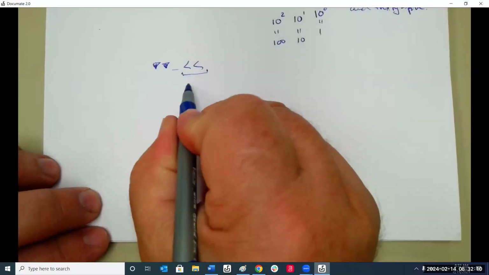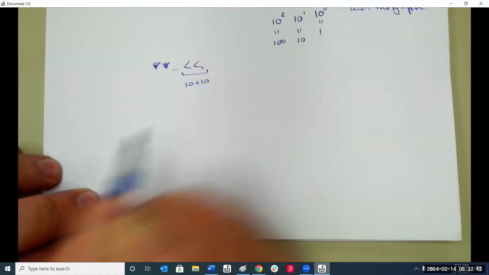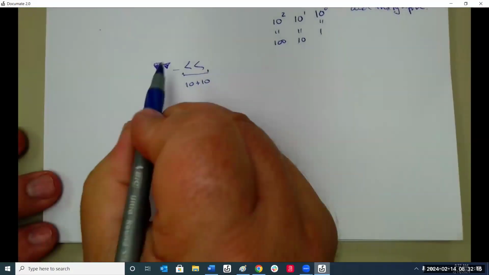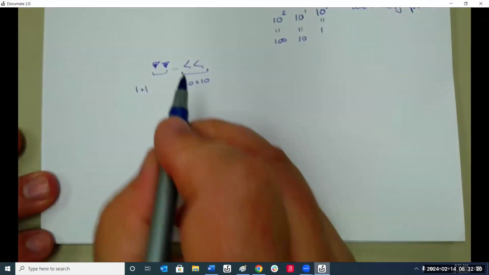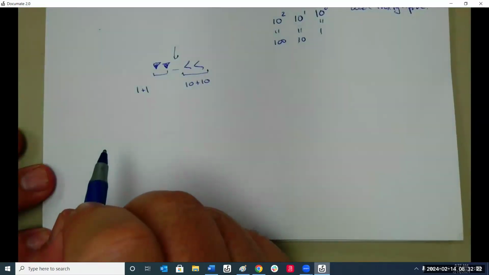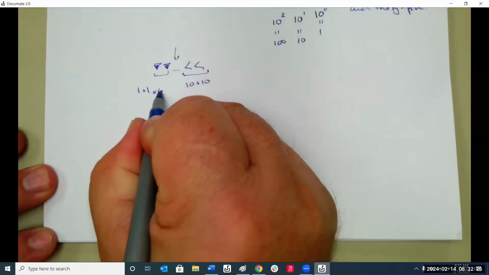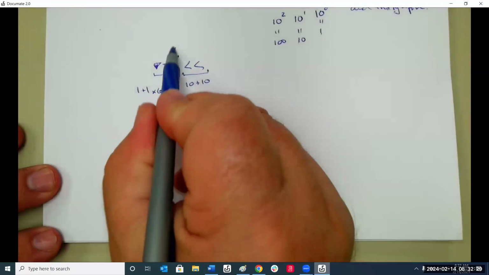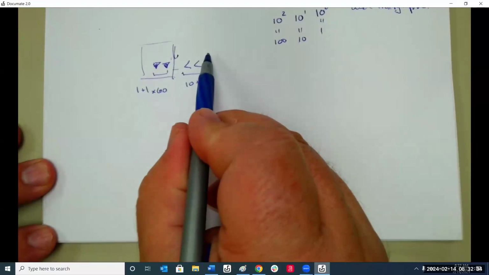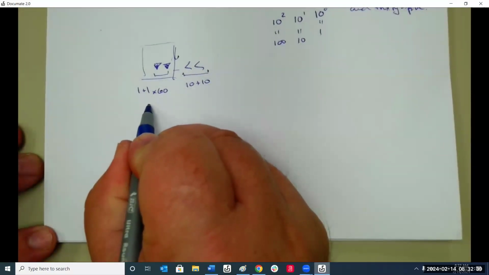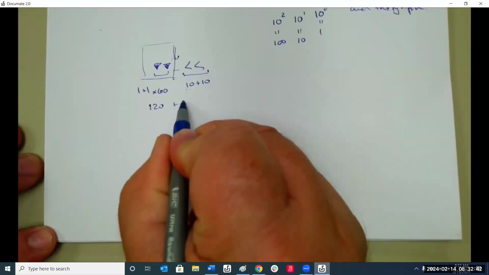These are, again, reading left to right. So these were 10 plus 10. These were 1 plus 1. But now, since we had a space, this was times 60. Because this is now in the 60s. We have all these here we counted. Now we have two of these. So it's 2 times 60 is 120 plus 20.